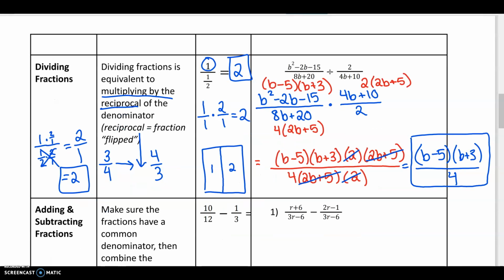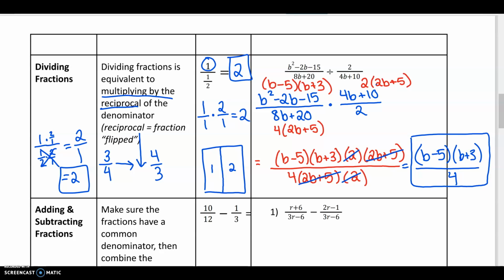Okay, I rewrote it a little bit, but I showed my work and I factored each of the 3 pieces. The only piece that couldn't be factored was the 2 here. Then I rewrote it as one fraction where you multiply across the top and across the bottom. Then you'll see I canceled by dividing the common factors. So 2 divided by 2 is 1. 2b plus 5 divided by 2b plus 5 is also 1, so those cancel out. And all you're left with is b minus 5 times b plus 3 over 4, which you can totally leave in factored form. You don't have to multiply this out, and there's nothing else that can be simplified. So I just circled my final answer.